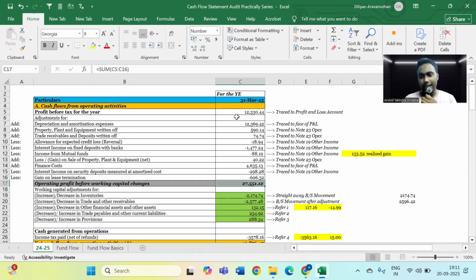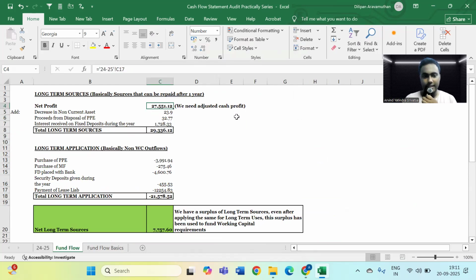Guys, if you know a cash flow statement, you will know that your depreciation will be reduced in arriving at the profit for the year. Your write-offs will be reduced in arriving at the profit for the year. But ideally, these are non-cash items. These shouldn't have even been reduced in the first place. So we should ideally add them back while doing the cash flow statement. The number which we are taking here is the number which has been adjusted for these non-cash changes, which is 27,551.12. That is the number which we have taken here, and that is the starting point.